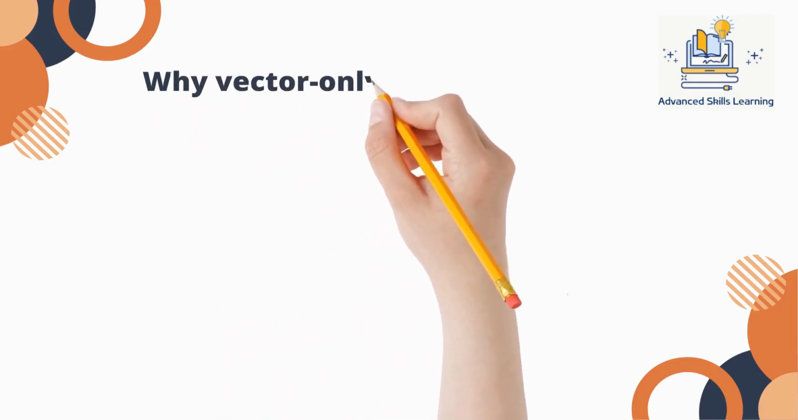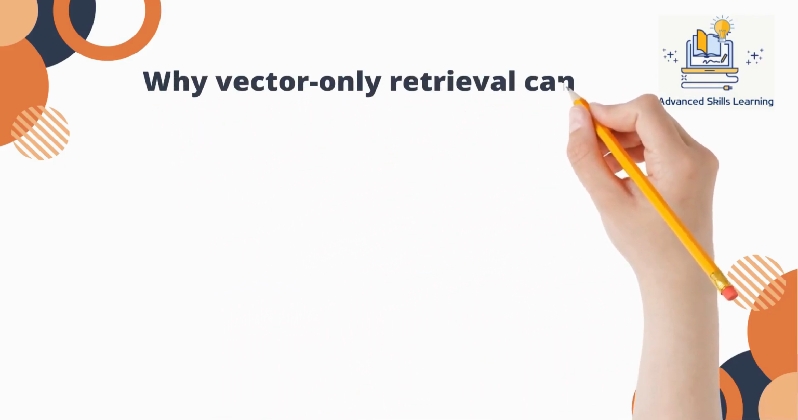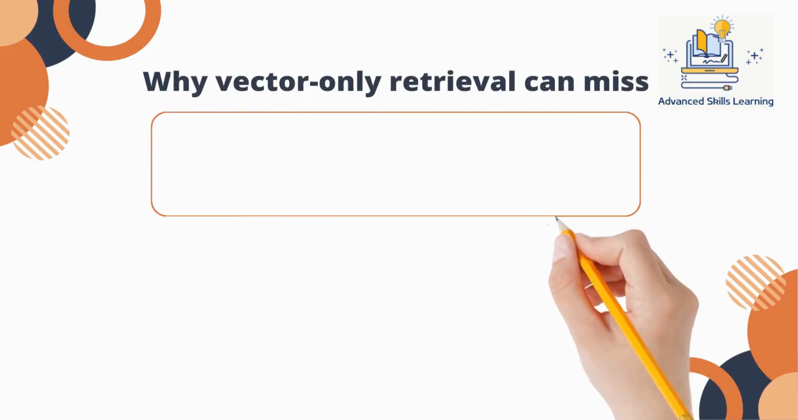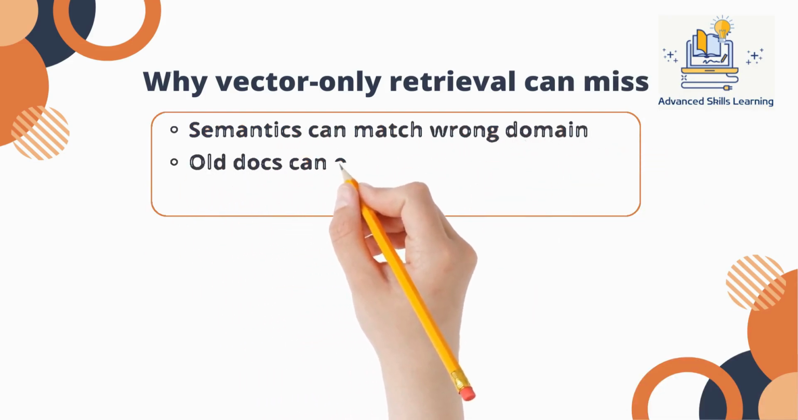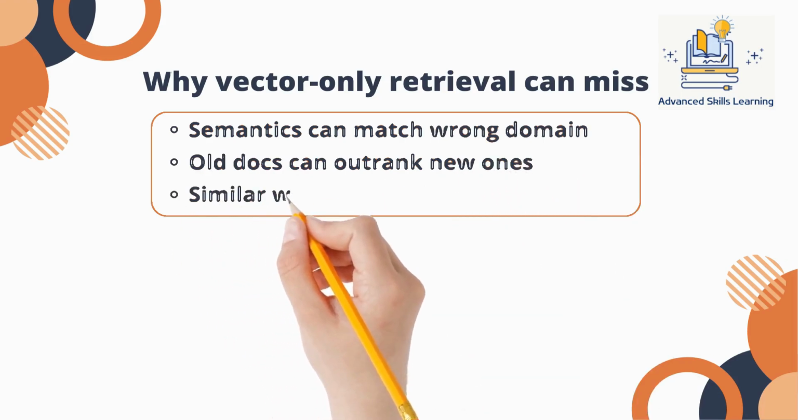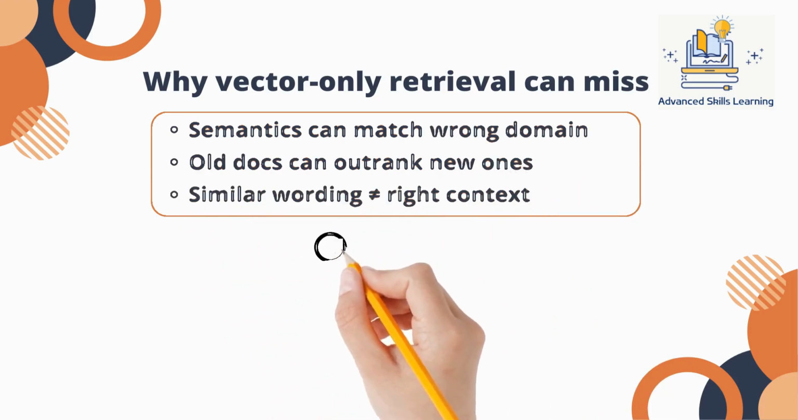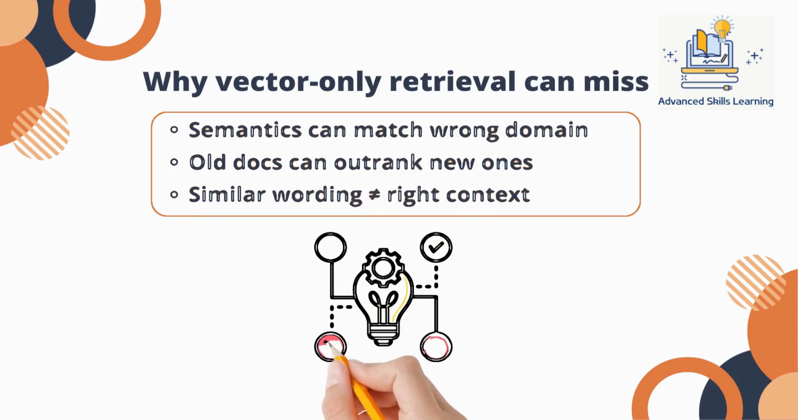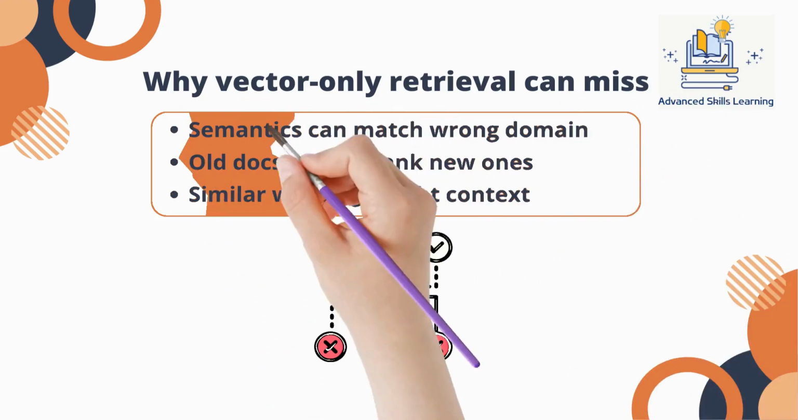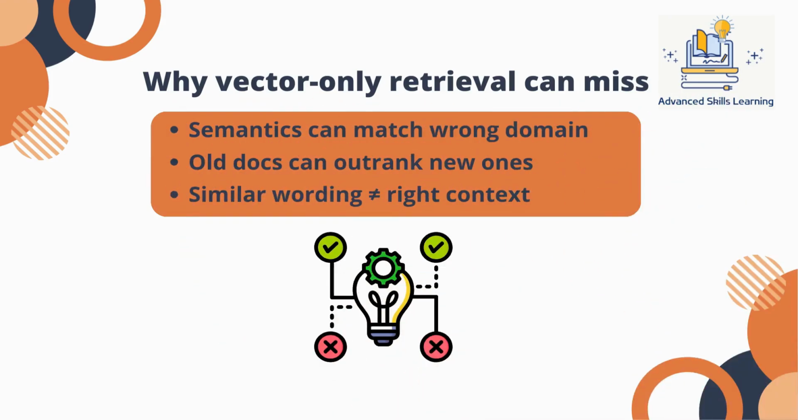Now let's talk about why vector-only retrieval can miss, even when embeddings are good. Semantic similarity can match content from the wrong domain, something that sounds similar but doesn't apply. Older documents can be semantically similar and still outrank newer, correct policies. And similar wording does not guarantee correct context. Metadata gives you boundaries, so you search for meaning inside the right slice of your content.